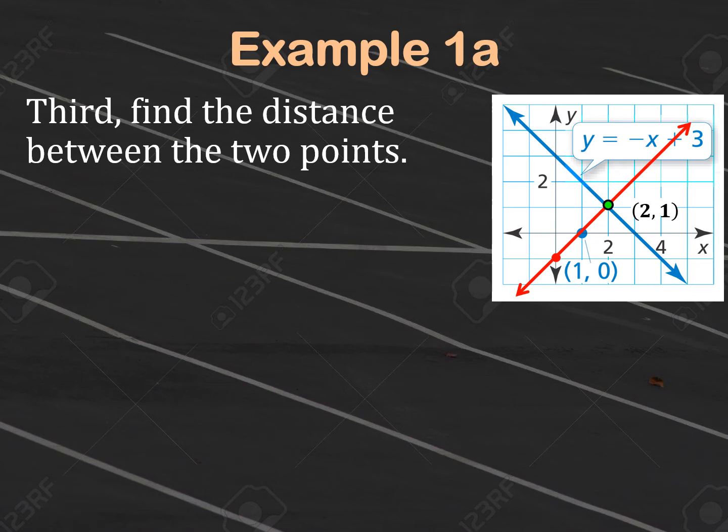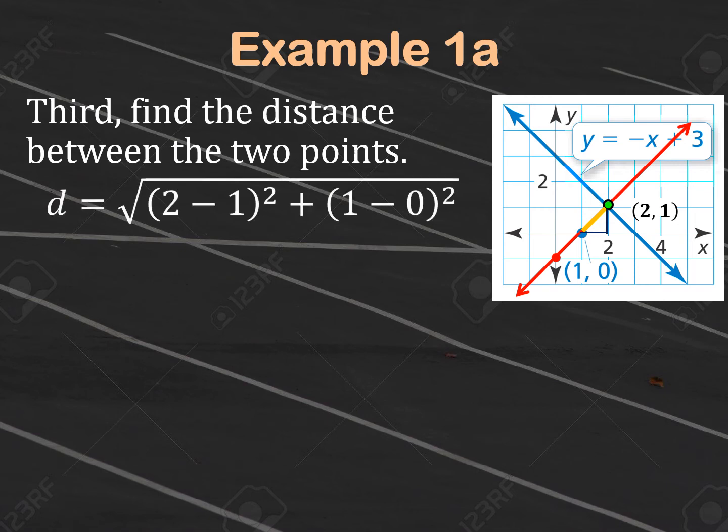Third, you're now going to find the distance between the two points. So (1, 0) is your original point. (2, 1) is a point on the given line, and you're going to look for the distance between those two points. You see on the picture that it's the segment in orange. You can use the distance formula, or you can build a right triangle and use the Pythagorean theorem. The distance formula is the square root of (x2 - x1) squared plus (y2 - y1) squared, which is that.